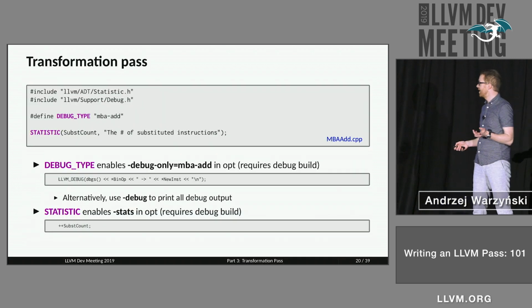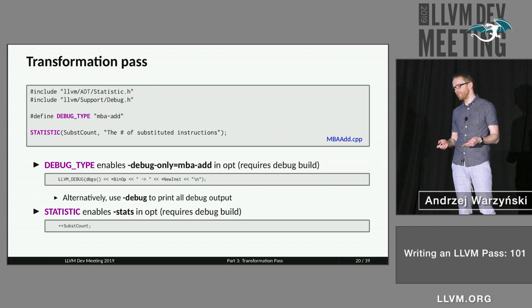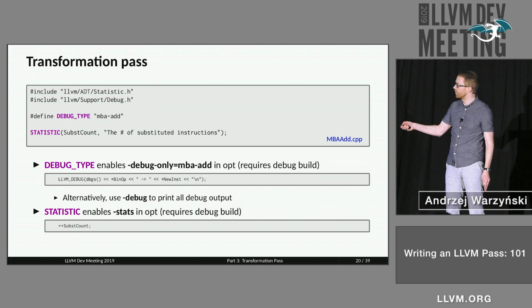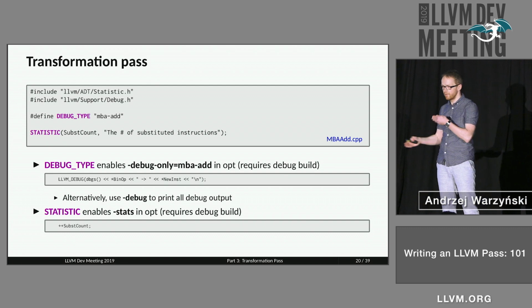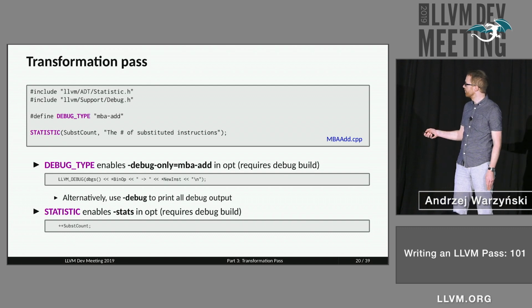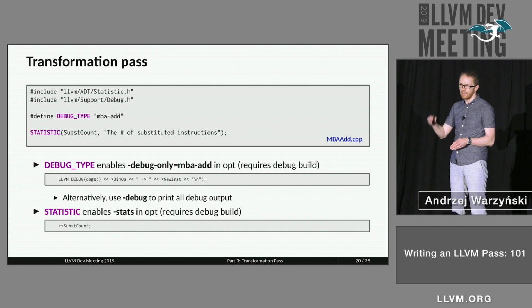There's a few things left. So I mentioned LLVM debug. You gain access to that by specifying the debug type macro. It's all in the same source file for this pass. So you define this macro as something specific to your pass, because obviously every pass will have its own. Once you have that, you can use -debug-only=MBA add. MBA add comes from here. And we'll use that when running opt. And you use debug-only because we want only output from this pass. If you skip debug-only and you use just -debug, then you get output from all the passes that you run, which is something you may want to avoid.